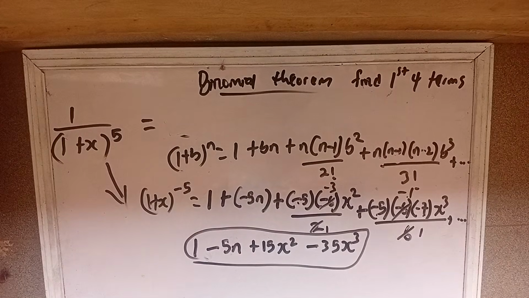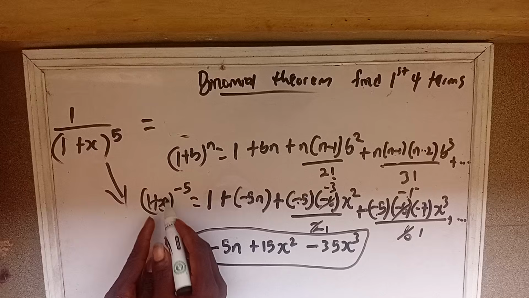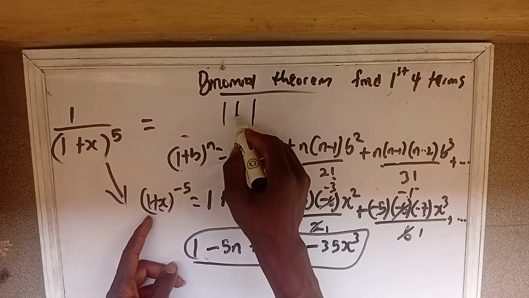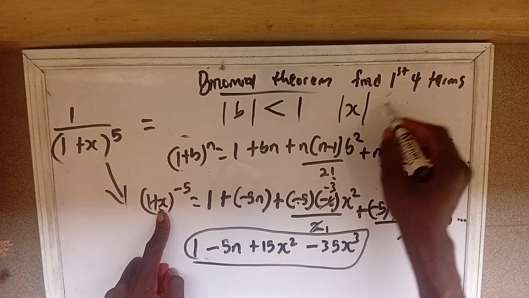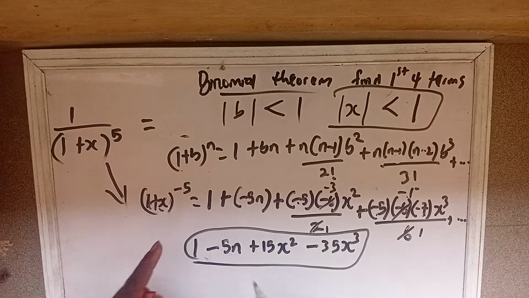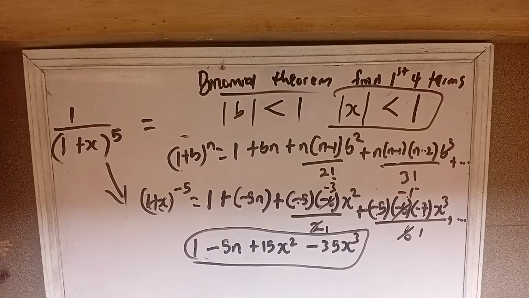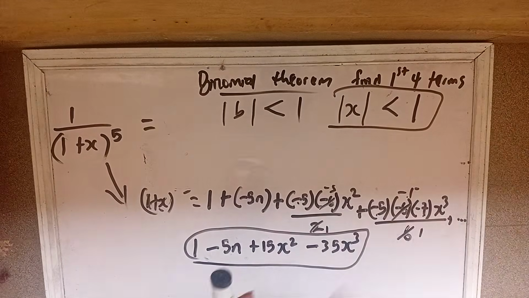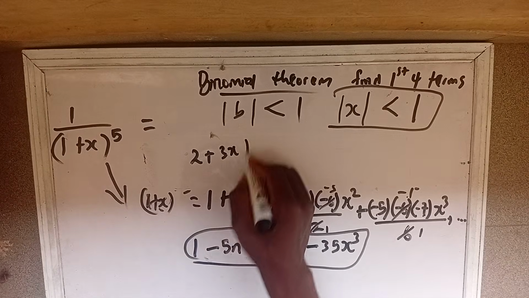Now, if we were asked to find the range of values of x for which the expansion is valid, that is the range of validity, our range of validity is that the absolute value of b must be less than 1. What's our b here? x. So the absolute value of x is less than 1. This is only valid if you have 1 here. So if you don't have 1 there, this is our range of validity, absolute value of x less than 1. Now, assuming the second question I wrote earlier, the one like 2 plus maybe 3x raised to the power minus 5.